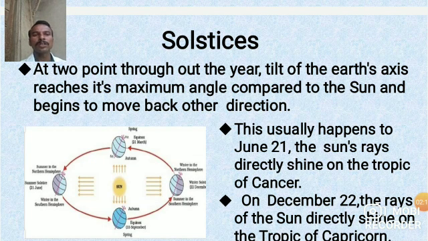Throughout the year, the earth's axis tilts to the maximum angle toward the sun. Once it goes to the Tropic of Cancer, it moves back to the Tropic of Capricorn and again to the Tropic of Cancer. So students, you should always remember the dates on which this solstice happens: June 21st and December 22.